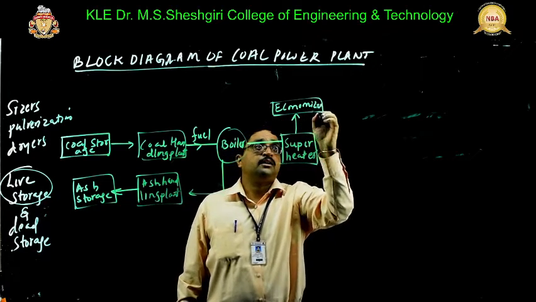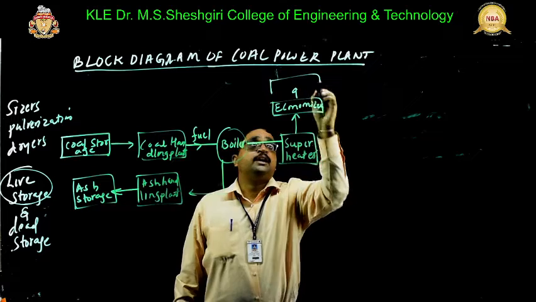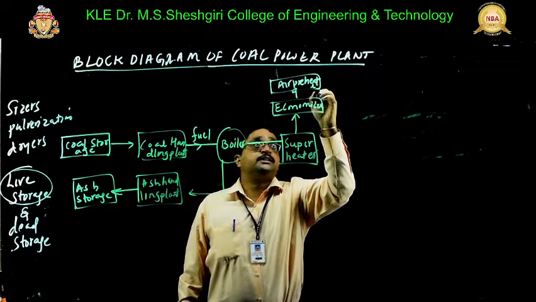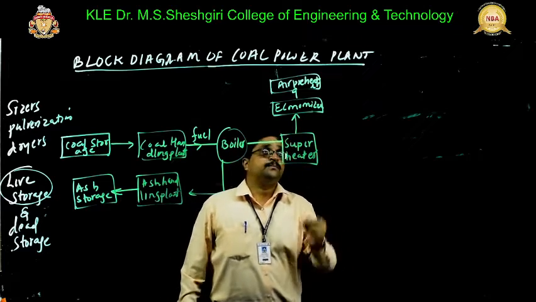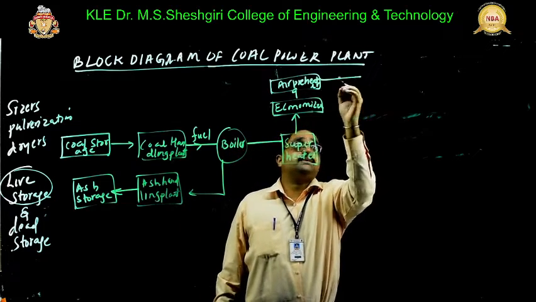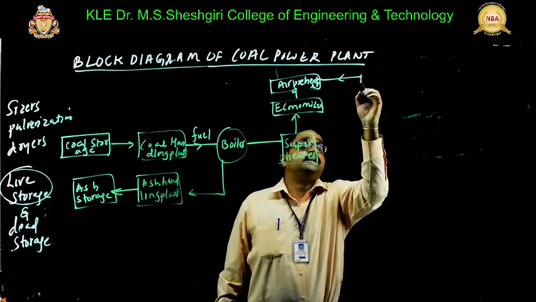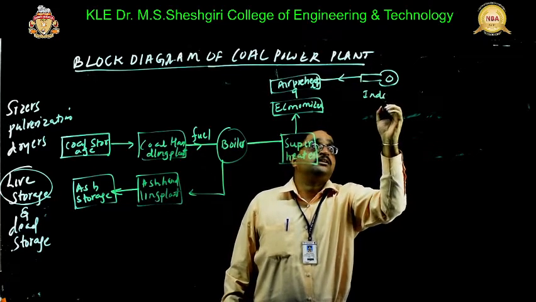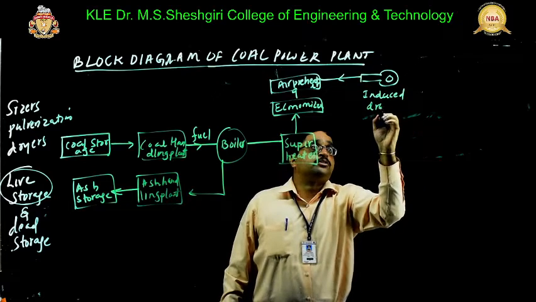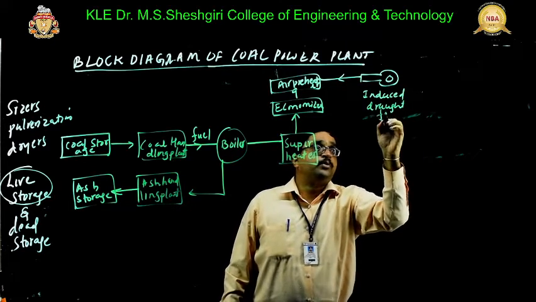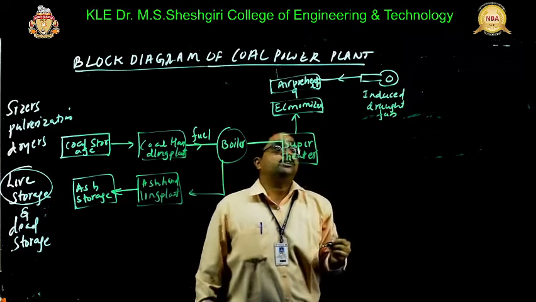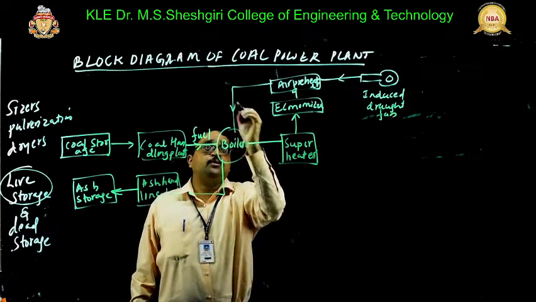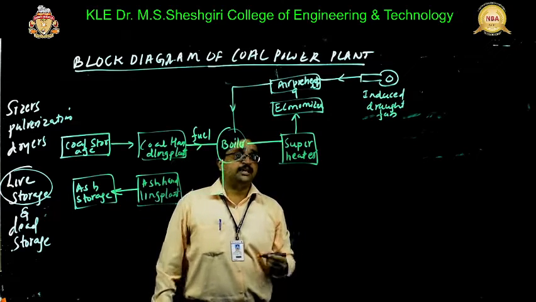Then this is given to the air preheater. Whatever air is supplied is given to the induced draught fan, where the air is artificially blown. That amount of air is supplied to the boiler for proper combustion to take place.